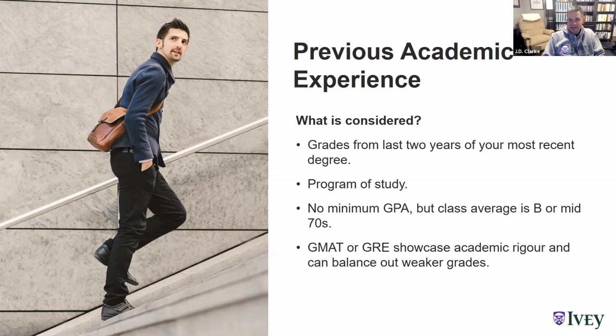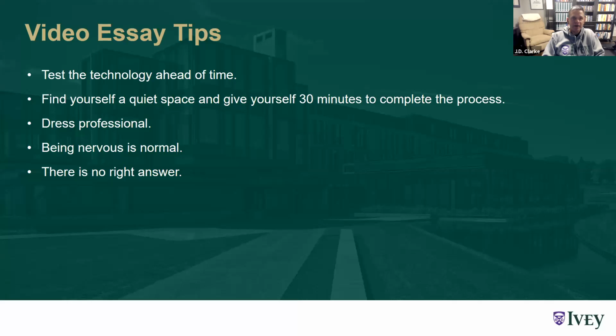Again, the grades that we look at are the most recent 2 years of your degree. So we don't look at first and second year. If you did a four-year undergrad, I did a three-year undergrad, they looked at my second and third year, which were not great. So that's really important to remember: there's no minimum GPA. So don't self-select yourself out because you got poor grades. Just make sure that you put in the effort on the GMAT or GRE. We will not look at the grades if you come in with a strong GMAT score. So that's really, really important to consider.